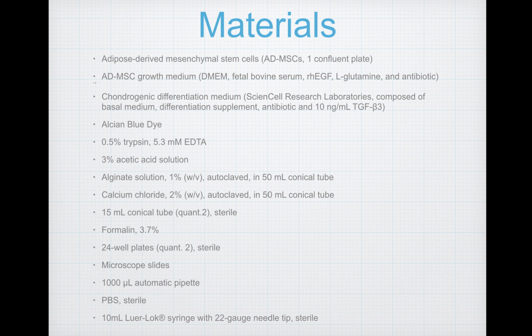Besides that, you'll also receive alcian blue dye, trypsin, acetic acid solution, alginate solution, calcium chloride solution, conical tubes, formalin, 24 well plates, microscope slides, automatic pipette, sterile PBS, and a sterile 10 milliliter Luer-Lok syringe with a 22 gauge needle tip.